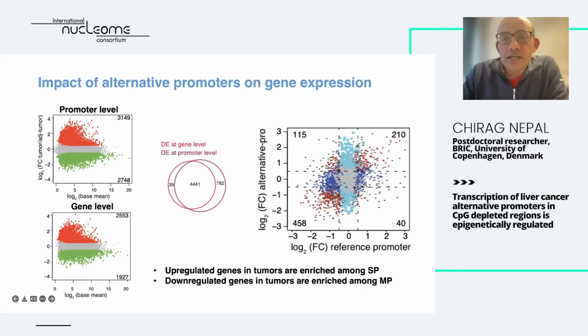And the reason is because when you start to look at the fold changes of the reference promoter and alternative promoter, we find that the alternative promoter is generally trending towards upregulation, whereas the reference promoter is trending towards downregulation. So with the two promoters going in opposite directions, you have low resolution in detecting differential expression at the gene level, because the two promoters of the same genes are in opposite directions.